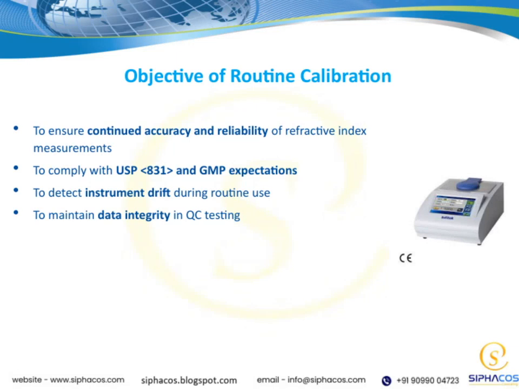Let's take a moment to talk about the objective of routine calibration. The primary goal here is to ensure that our refractive index measurements remain accurate and reliable over time. This is crucial because precise measurements are the backbone of quality control. Additionally, routine calibration helps us stay in compliance with regulatory standards, specifically USP 831 and GMP expectations. Meeting these standards isn't just about ticking boxes, it's about maintaining trust in our processes and products.